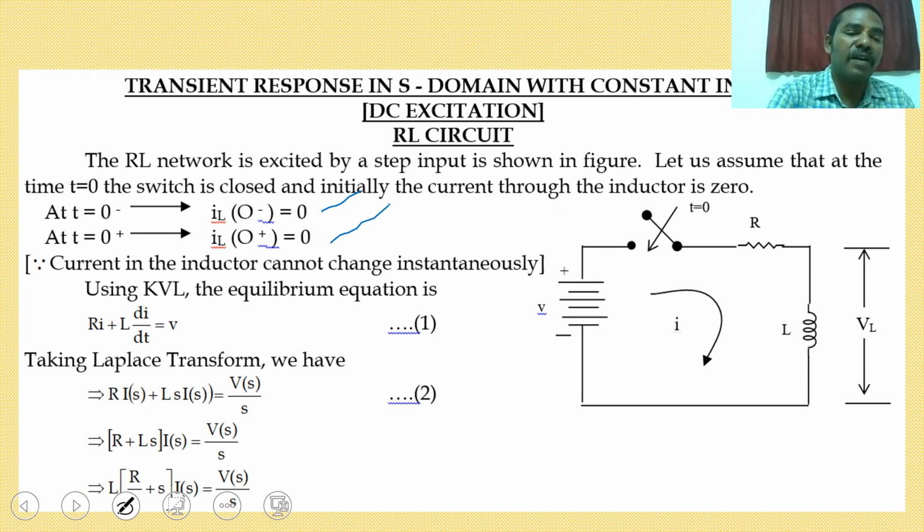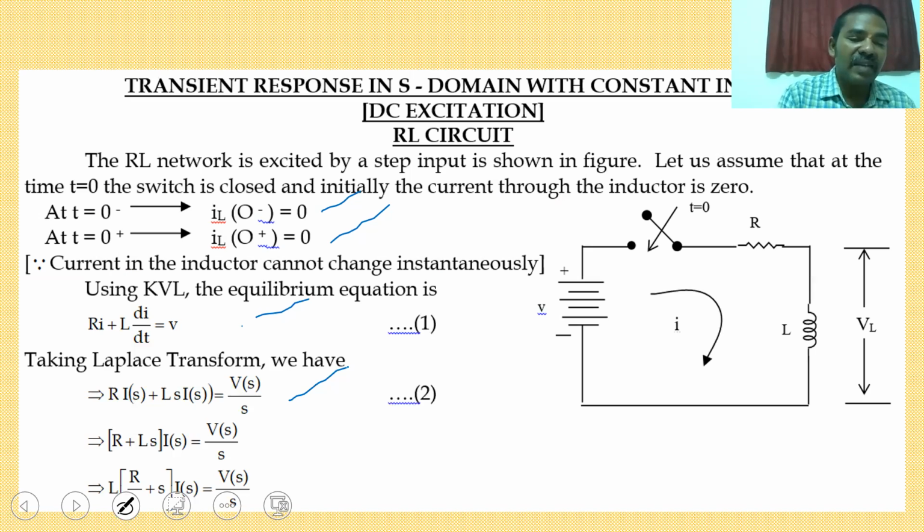So apply KVL for writing the equilibrium equation. R into I, the voltage drop across the resistor, plus L into di by dt, the voltage drop across the inductor, is equal to V, the applied voltage. Taking Laplace transform, R into I of S plus L S into I of S is equal to V by S, since the given excitation is a step excitation. Now I am taking I of S as common: R plus L S into I of S is equal to V by S.